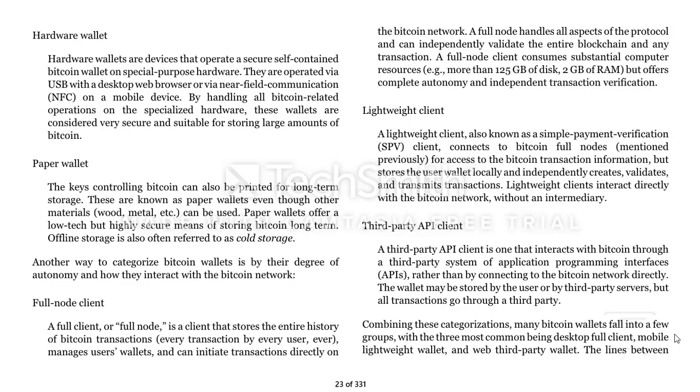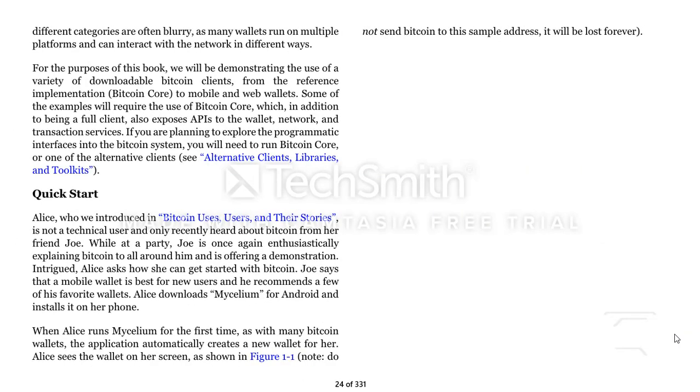The lines between different categories are often blurry, as many wallets run on multiple platforms and can interact with the network in different ways. For the purposes of this book, we will be demonstrating the use of a variety of downloadable Bitcoin clients, from the reference implementation, Bitcoin Core, to mobile and web wallets.